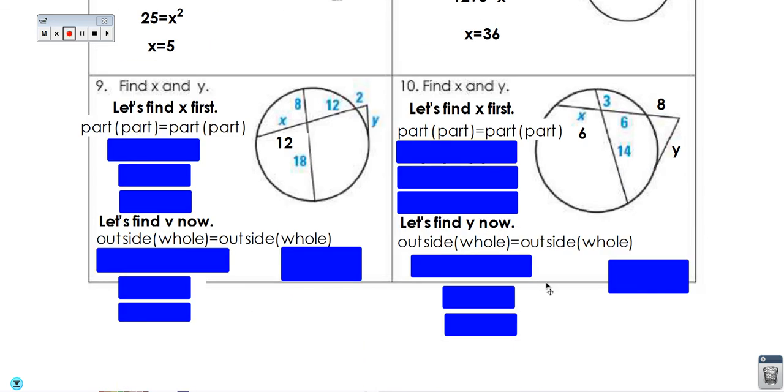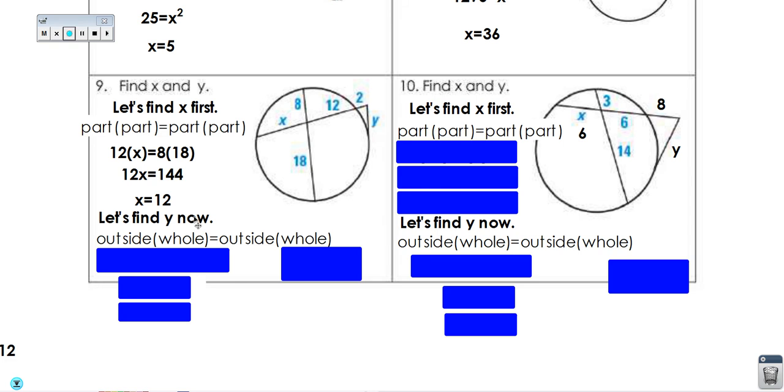Now, when we're looking at this one, I'm going to take this over to the side because we don't know this yet. So we're going to start off by finding x. When you find x, you're looking at just the interior segments here because that's where x exists. So we're going to do part times part equals part times part. That's going to get us 12 times x equals 8 times 18, which is 12x equals 144. That's going to get us x equals 12.